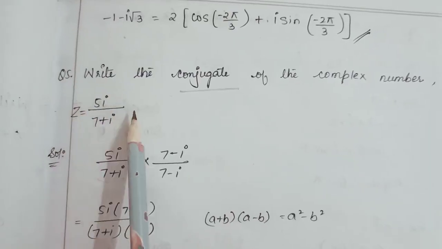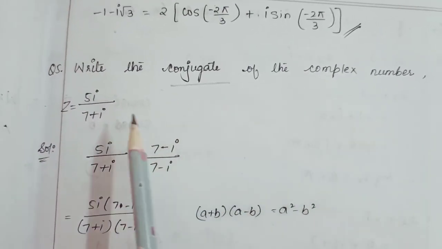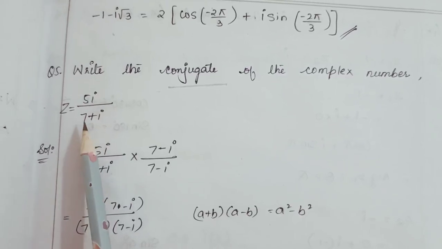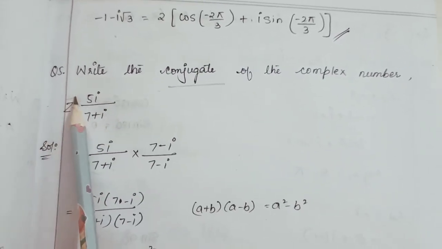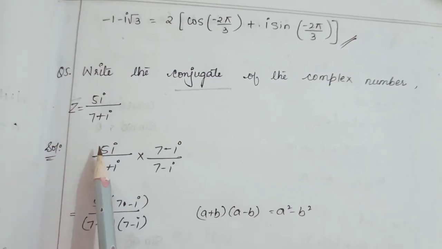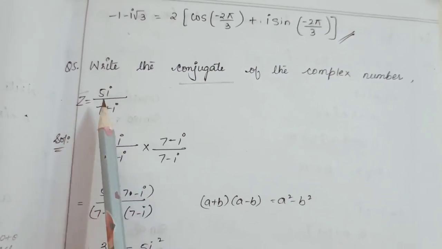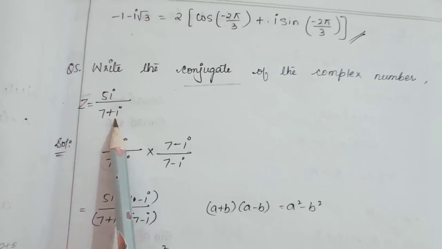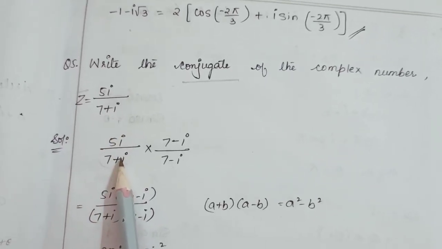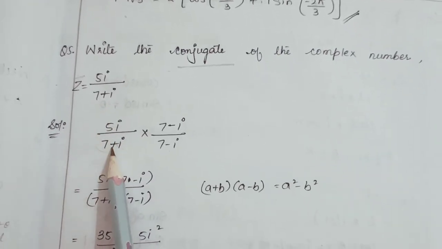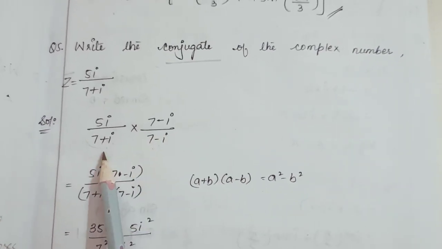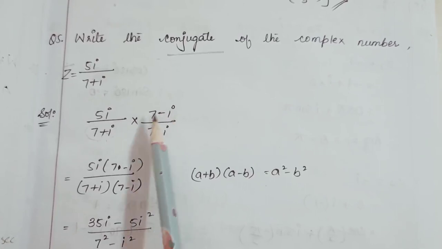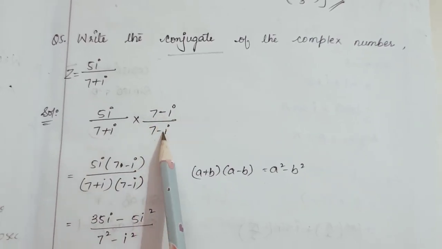Question number 5. Write the conjugate of the complex number z is equal to 5i by 7 plus i. We have to write the z bar, we have to find the conjugate of z. Whenever there is a fraction and an i value is in the denominator, we have to rationalize the denominator. Rationalizing means multiplying and dividing by the denominator but changing the middle sign. If there is plus, there will be minus here.